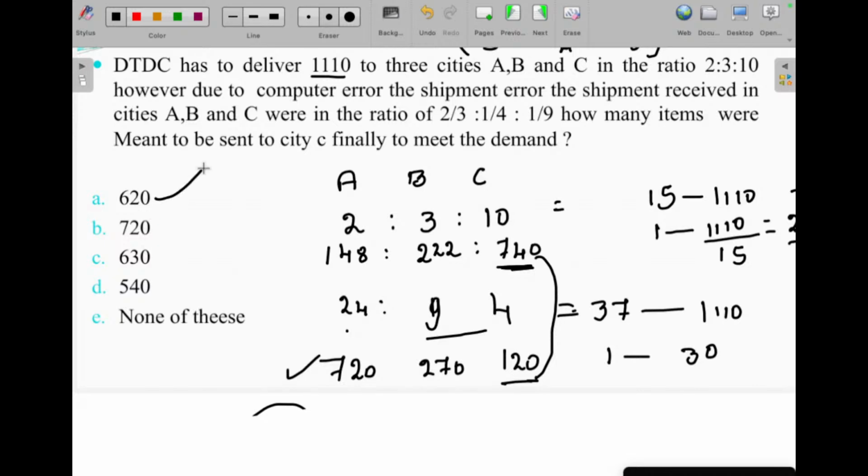Okay, another 620 letters I need to send. So that will be your answer. Okay, it is a very basic way. They are asking only about C. Yes, C only. What they are asking, I can do it.